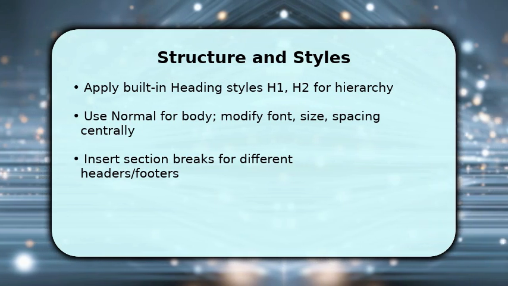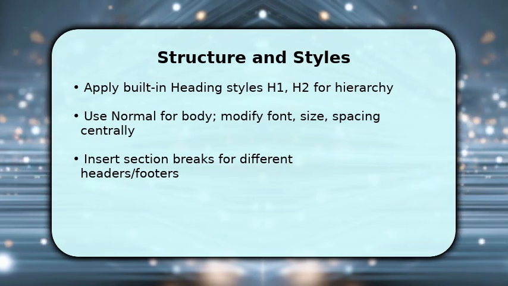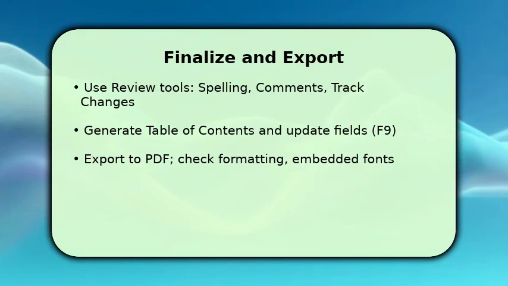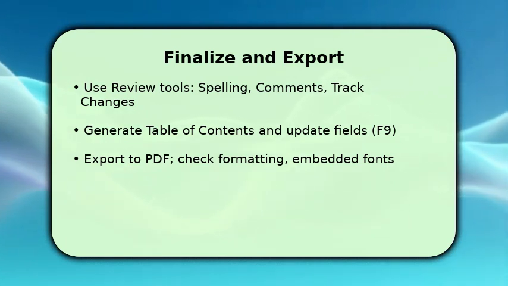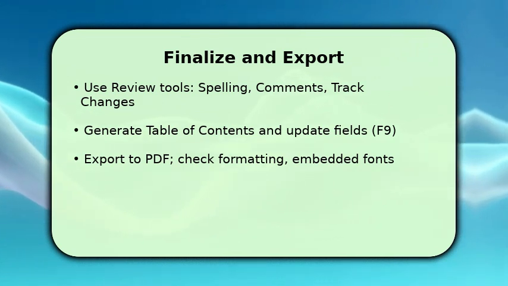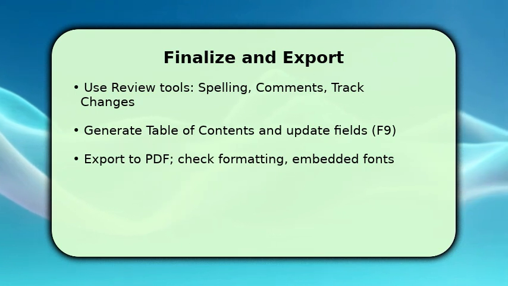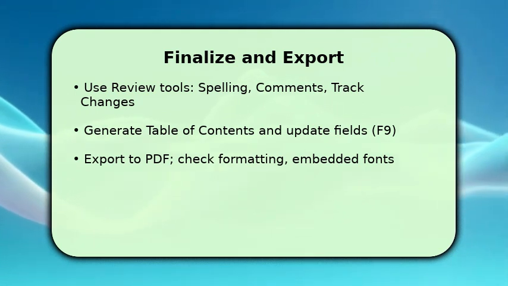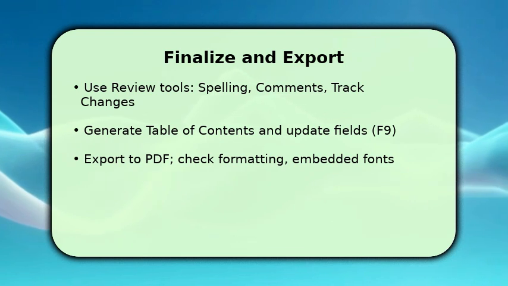Finish by polishing and locking the document. Run spelling and grammar, add comments, and use track changes during reviews so edits are transparent. Once reviewers settle, update the table of contents and any cross-references. Press F9 to refresh fields. Then export to PDF to preserve layout for sharing and verify embedded fonts and images display correctly.